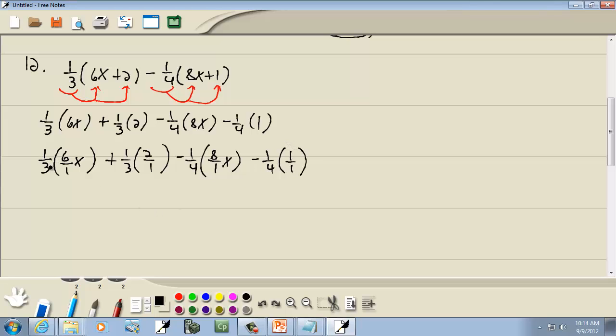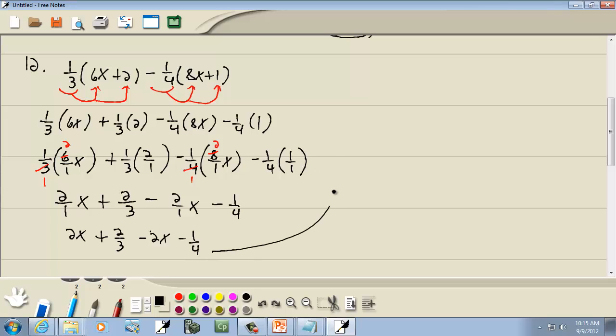Okay, so here the 3 and 6 are going to reduce. That becomes 1. This becomes 2. So this gives us 1 times 2 is 2 over 1 x plus 1 times 2 over 3 times 1, so 2/3, minus the 8 and 4 reduce. They're both divided by 4. 4 divided by 4 is 1. 8 divided by 4 is 2. So we got 1 times 2, which is 2 over 1 x, minus, and 1 times 1 is 1. 4 times 1 is 4. You get that. Which gives us 2x plus 2/3 minus 2x minus 1/4.